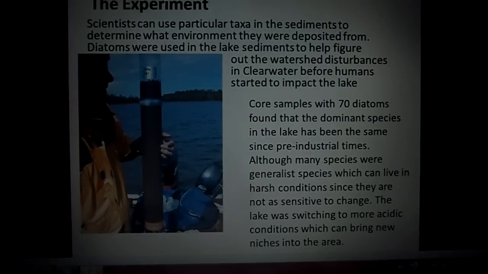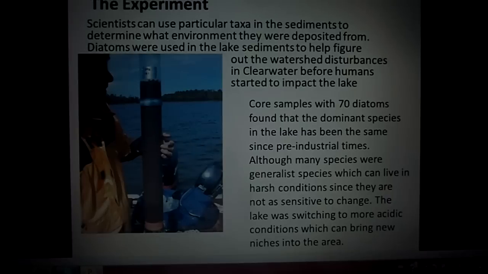Since it is hard to decipher how lakes were in the past, research today can give people a good idea of the characteristics of the lake history. For example, scientists can use particular taxa in the sediments to determine what environment they were deposited from. An algal group is a good example to be used as a paleolimnological measure. Scientists can use diatoms to determine the features of the lake.